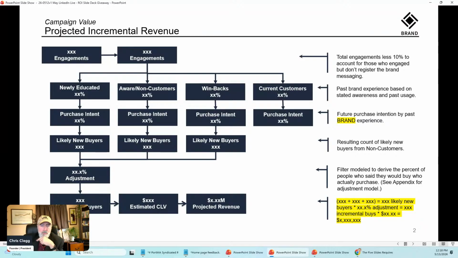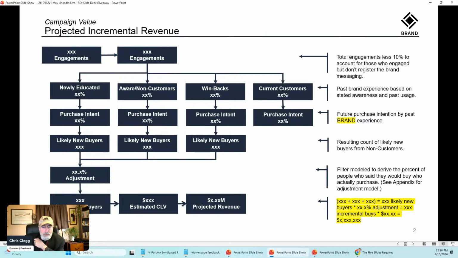So we can take all of their purchase intentions and we can look to see how that varies by each of these groups. And then we can do that math all the way through. We can look at the number of engagements after 10% is taken out. We can say the percent of those that were newly educated, the percent that plan to purchase in the future, and we multiply those 3 numbers, we're left with a likely new buyer count. And I can do that through all 3 of these categories to get the likely new buyers from each of those categories. Now you'll notice that I'm not doing that for current customers, and that's the part where we're excluding those that we don't know for a fact wouldn't have bought anyways.